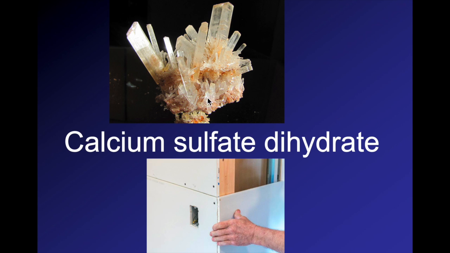Now the common name for this is gypsum, and this is what gypsum naturally looks like. It's a very soft mineral, and when they grind this stuff down, this is what they make. It is gypsum board, also better known as drywall. But that is calcium sulfate dihydrate. So what is the formula for calcium sulfate dihydrate?